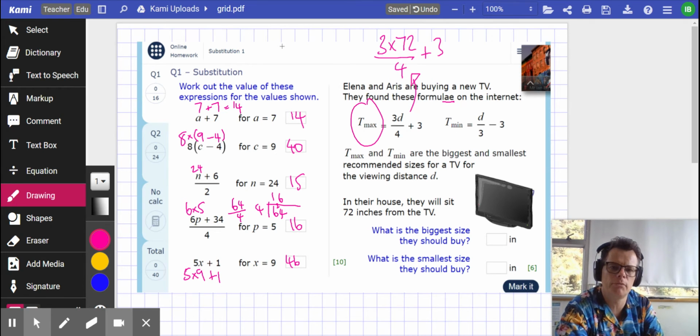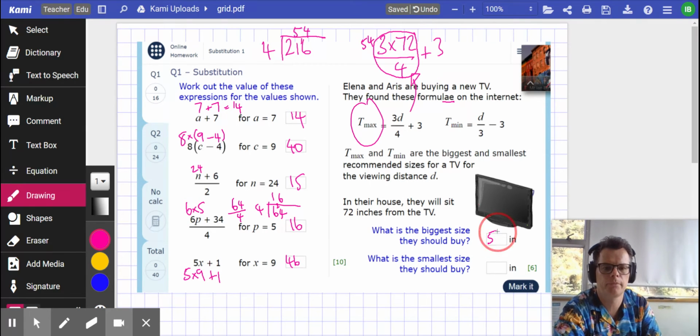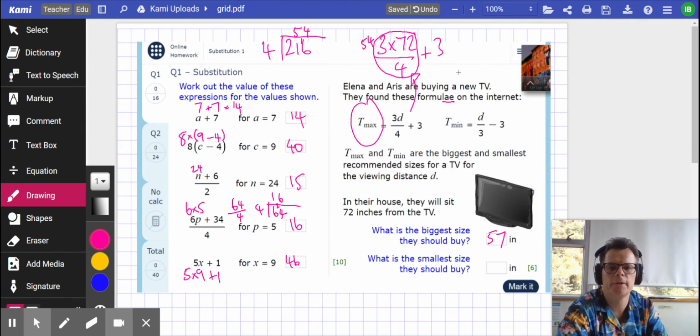3 72s, you can do the multiplication if you want to, but it's 216 divided by 4 you've got to do. So 3 times 72 is 216. You might need to do the working out. I just did that in my head. Divided by 4. 4s into 2 don't go. 4s into 21 go 5, remainder 1. 4s into 16 go 4. So that's 54. Then add the 3. So 57 is the biggest TV they should have.